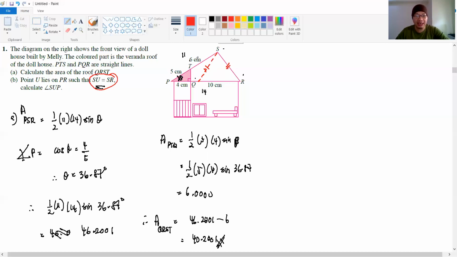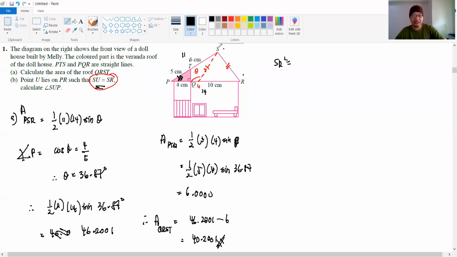Number 2, calculate the angle of SUP. Where's your SUP? Okay, this should be U, at the point U, S, U, and P. So this is the angle we want to find. To find this angle, before that, we need to find the SR first. So the length of SR, how much?